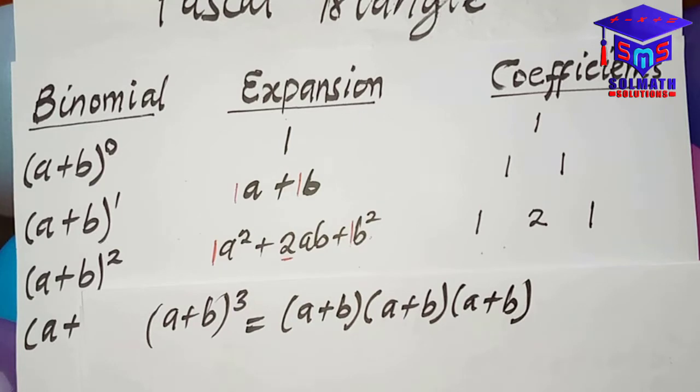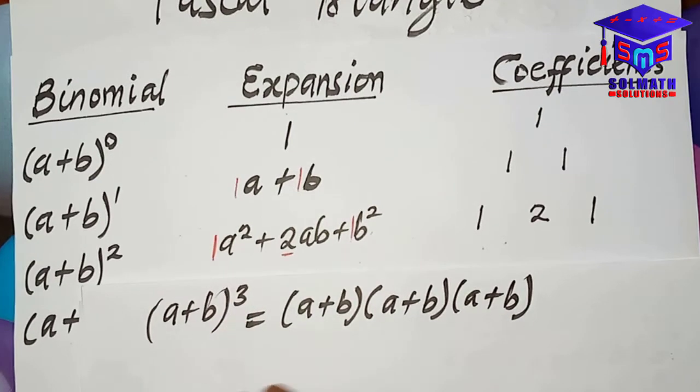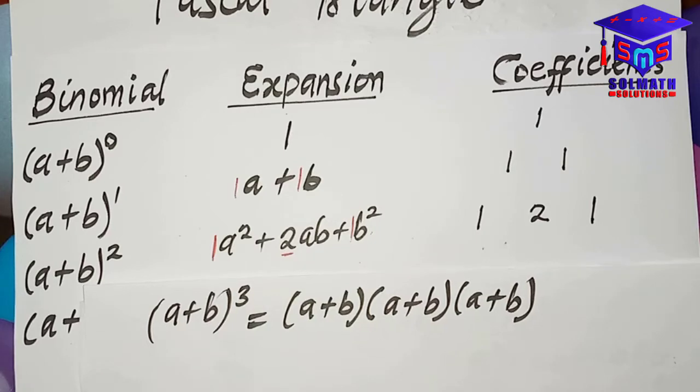And you can imagine, if it's to the power 4, it means it's going to multiply itself 4 times. If to the power 5, it means it's going to multiply itself 5 times, if you want to go by the normal expansion approach. But sometimes this becomes very difficult, or it involves a bit of work to do. That is why the Pascal triangle comes in. So let's see how we do this.